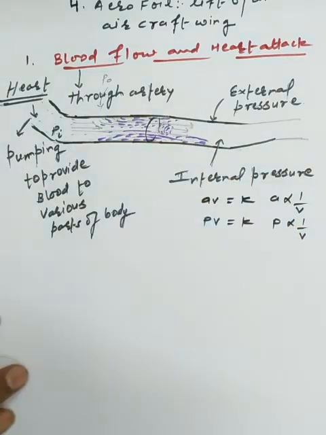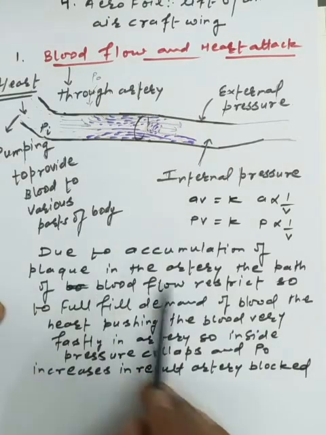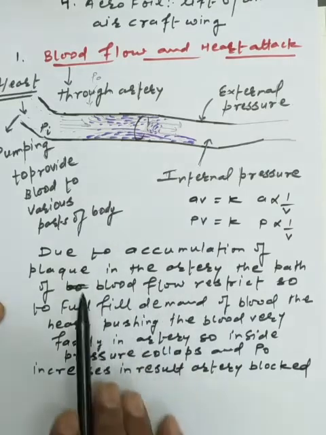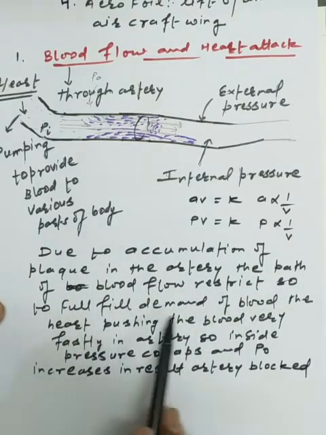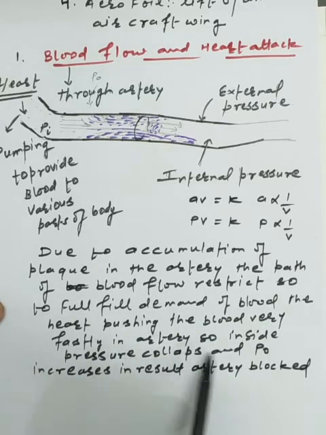So this is the first application, called blood flow and heart attack. Here I have made the simplest statement: due to the accumulation of plaque in the artery, the path of the blood flow is restricted. To fulfill the demand for blood, the heart pushes the blood very fast through the artery, so the inside pressure collapses and the outside pressure increases. As a result the artery is blocked, and that is called a heart attack.